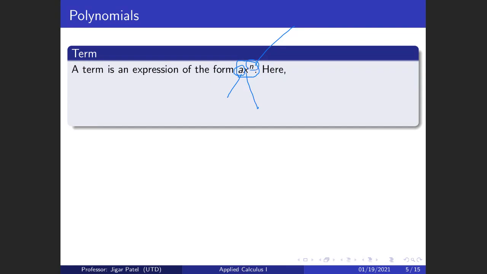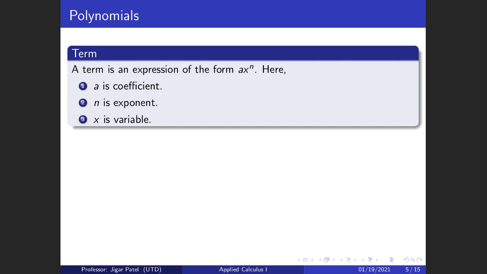I'm sure that most of you, perhaps all of you, are aware of these words. I just wanted to recall that idea before we move further. So a is the coefficient, x is the variable, n is the exponent. So we know what we mean by term, and we also know how a term looks.